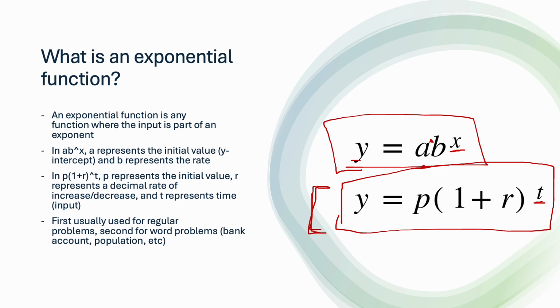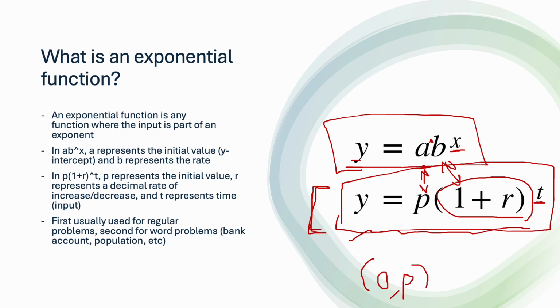P doesn't have to be P. Well, P and R, if we notice, are basically the same thing, because if T is X, then we're raising 1 plus R to the T power, so we're raising 1 plus R to the X power. And so B and 1 plus R are basically serving the same function, and A and P are basically serving the same function. So once again, the y-intercept of this equation is going to be P, because 1 plus r to the 0th power is 1, times P is P.